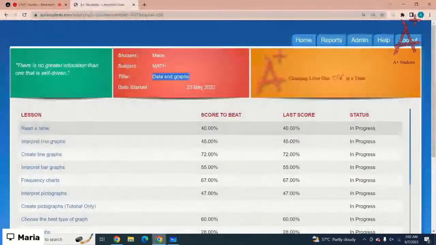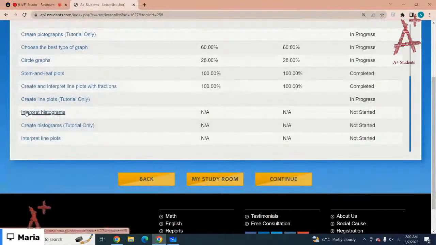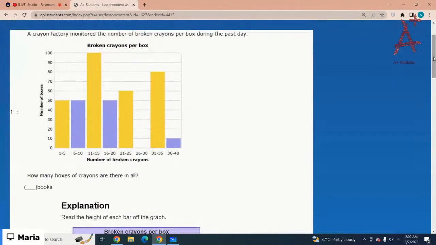Here I am on grade 5 math, and the first lesson we're going to cover today is interpret histograms. Basically we are given histograms, and we have to see how to read information from them. A crayon factory monitored the number of broken crayons per box during the past day. How many boxes of crayons are there in all? You have to calculate the total number of boxes. Got it? So basically you're going to learn how to read information from the graph.